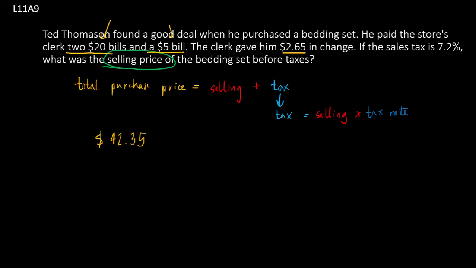So again, I computed that. I figured out how much money he gave the clerk, how much money the clerk gave back, and that tells me that he put $42.35 in that cash register. So that's the total purchase price. Now, let's continue filling in our equation. Obviously, I don't know selling price. That's what I'm solving for. So I'll just rewrite that here.